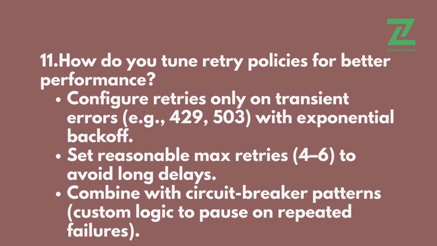How do you tune retry policies for better performance? Configure retries only on transient errors. Example: 429, 503, with exponential backoff. Set reasonable max retries, 4 to 6, to avoid long delays. Combine with circuit breaker patterns, custom logic to pause on repeated failures.